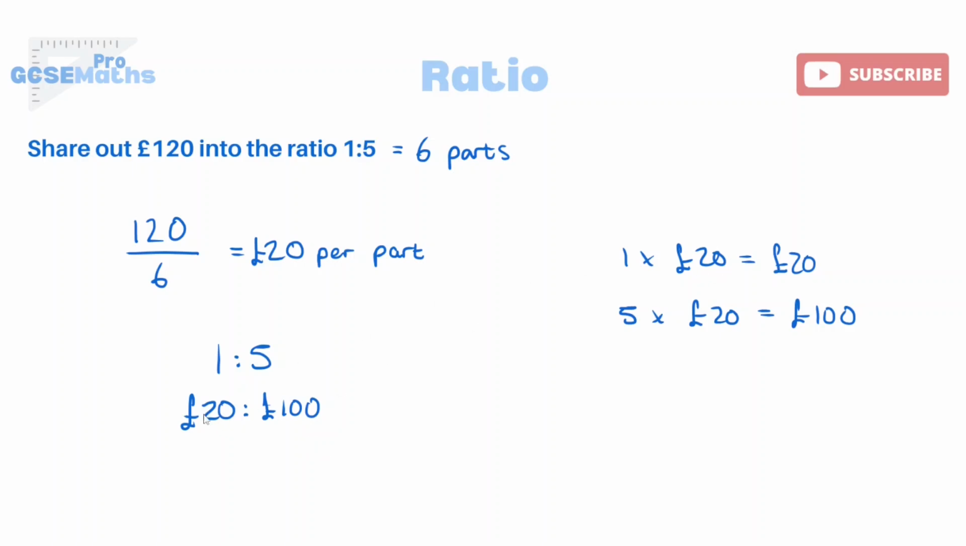The other option is you can work out one side, and then if I know one side is 20, the other side has to just be the 120 minus 20, which is 100. That's the other thing you can do.